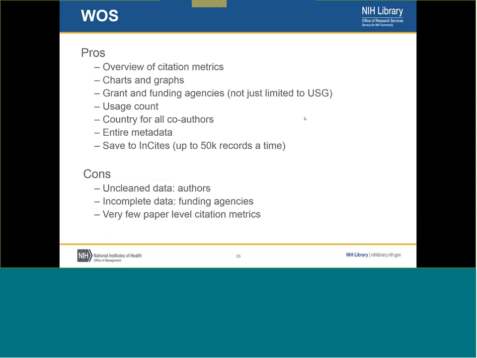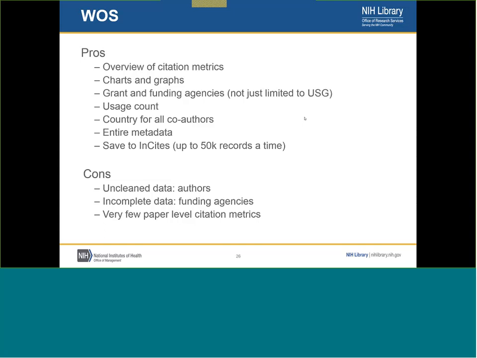And you can also save your results to Insights up to 50,000 records at a time. So you can actually do a lot, not just 500, 50,000. Limitations: the author data is not clean, because of the various ways people put it in, or the requirements from the publishers. So you're going to see a lot of different entities even for the same person. There is also incomplete data about the funding agency, which I'm going to show you later. So it covers a lot, but there is still the limitation.